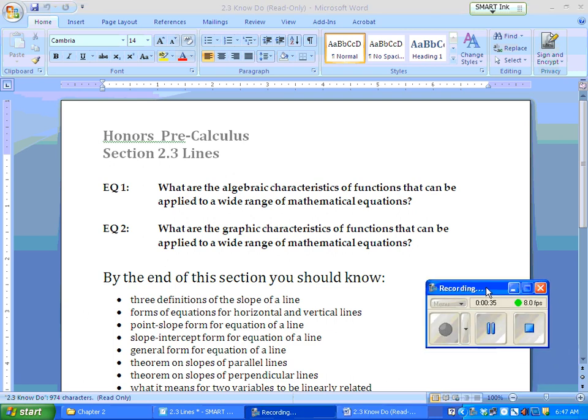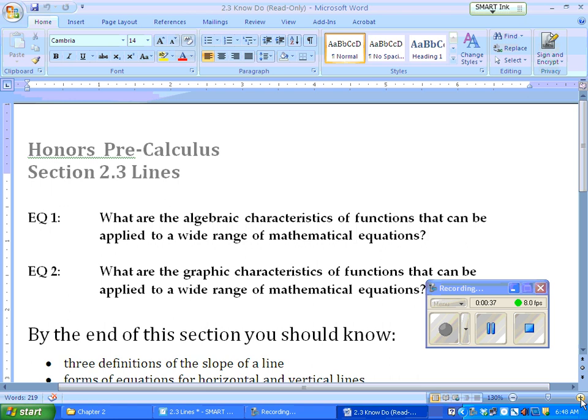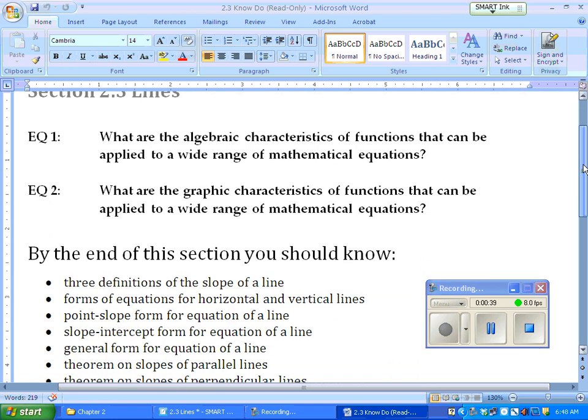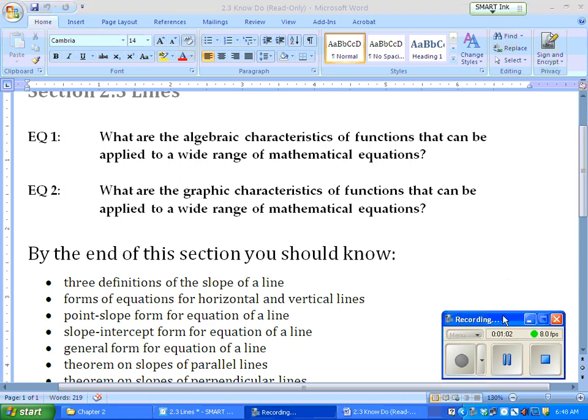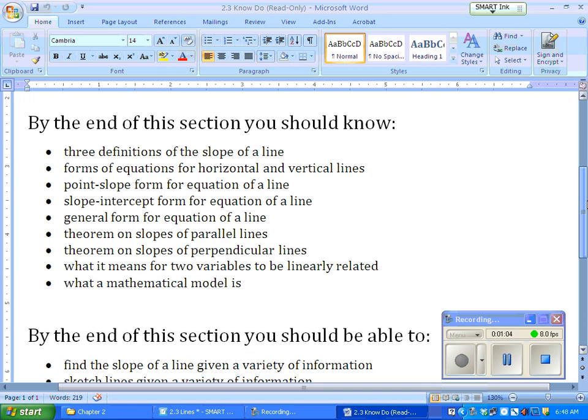We see here, let me zoom in a little bit, we've got our essential questions. What are the algebraic characteristics of functions that can be applied to a wide range of mathematical equations? And what are the graphic characteristics of functions that can be applied to a wide range of mathematical equations? In pre-calculus, one big thing we have here is that this is a study of functions. The techniques we use in this chapter can be applied throughout the rest of the year. So it's really quite important that we get them straight and mastered.